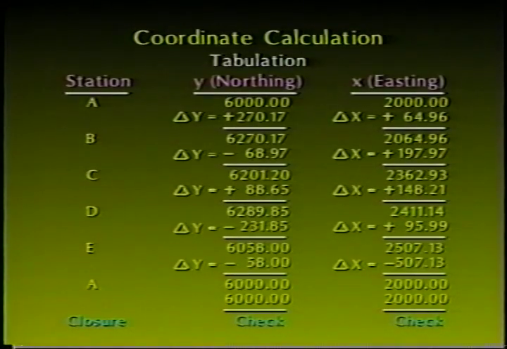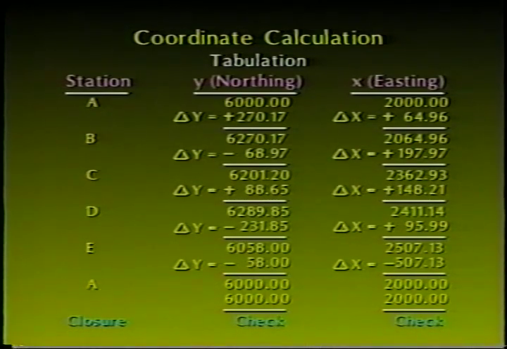In the graphic now on screen, notice that delta Y AB, 270.17, has been added to the starting Y coordinate for station A, 6,000 feet, making the Y coordinate for station B 6,270.17 feet. The X coordinate for station B is found by adding delta X AB, 64.96 feet, to the starting X coordinate for station A. The X coordinate for B is 2,064.96 feet.